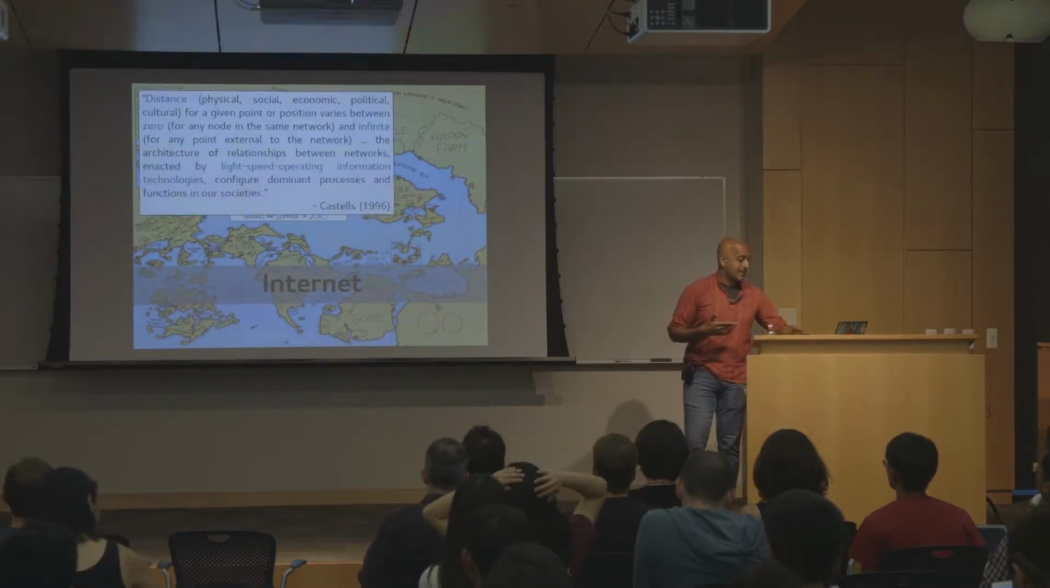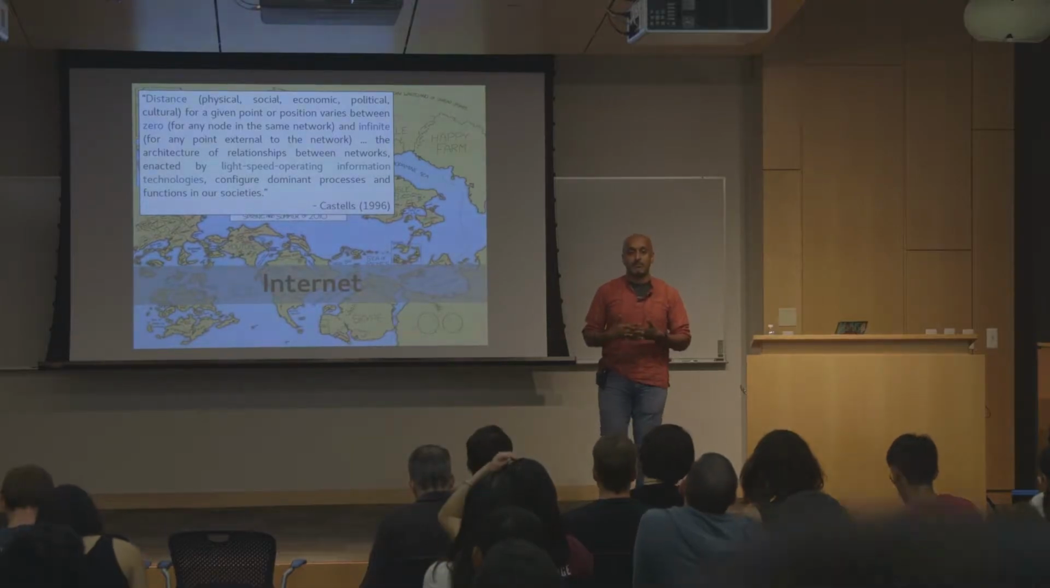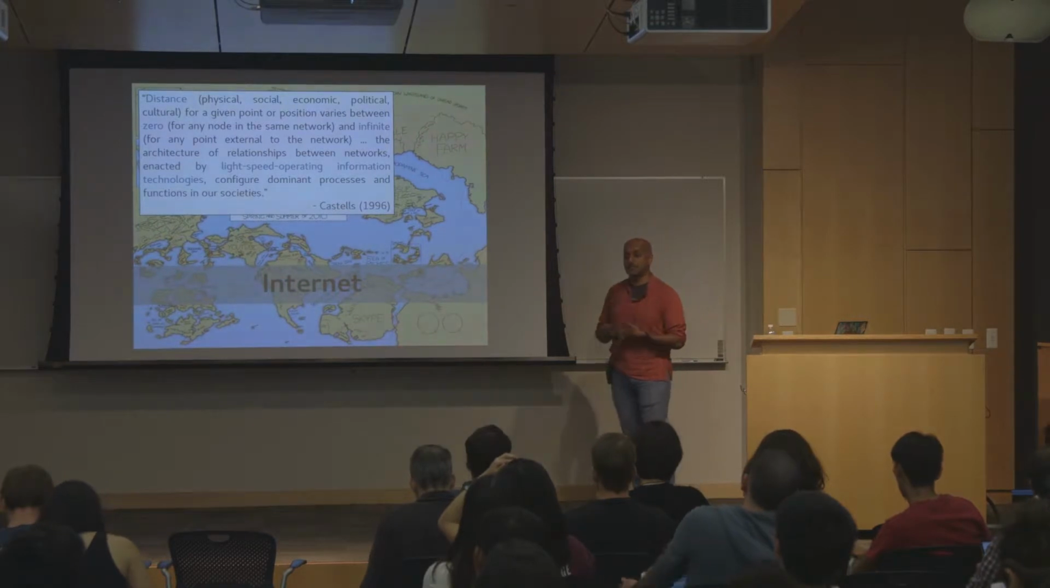And in fact, some of the early literature on the internet thinks of the internet exactly this way. You go back to Manuel Castells and his first volume of the Network Society trilogy. He tells us distance, in the network society, whether it's physical, social, economic, political, cultural, for any given point, varies between 0 for any node within the same network and infinite for any point external to the network. The architecture of relationships between networks enacted by light speed operating information technologies configure dominant processes and functions in our societies.